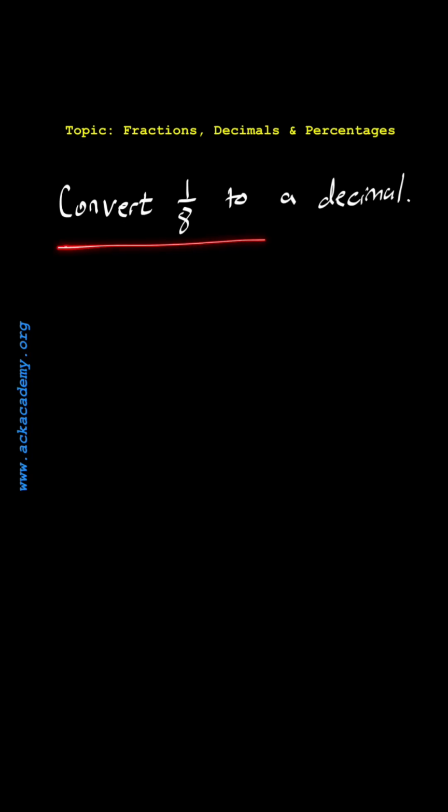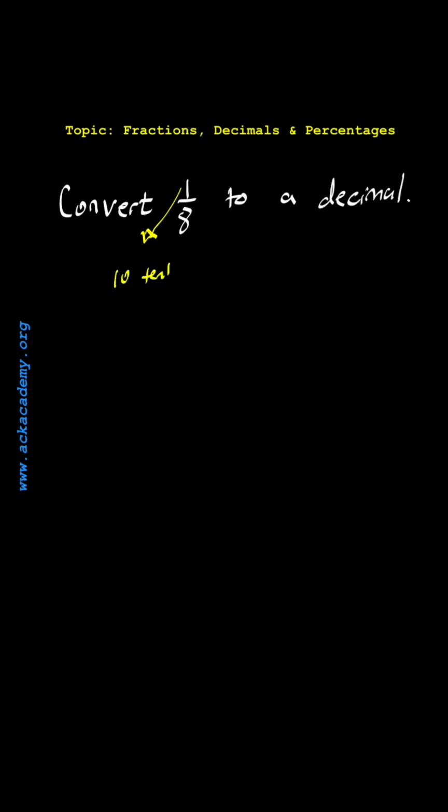Convert 1/8 to a decimal. So now this could be kind of confusing, right? Because we're doing the whole unbundling thing. We have 1 at the top. 8 does not go into 1, so we have to take this 1. We have to make it into a 10 tenths.